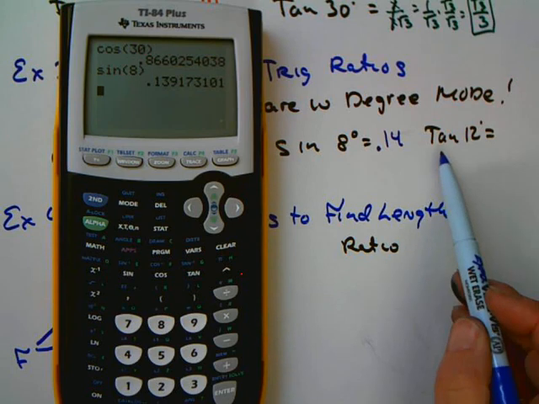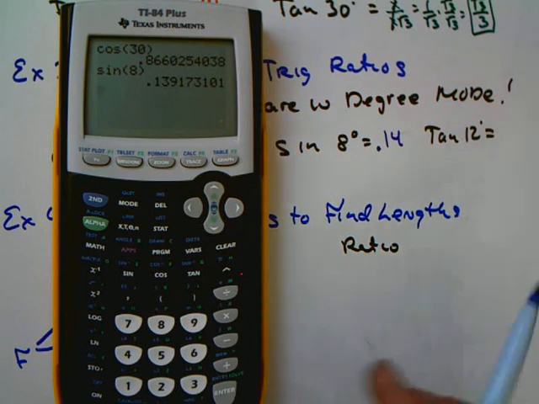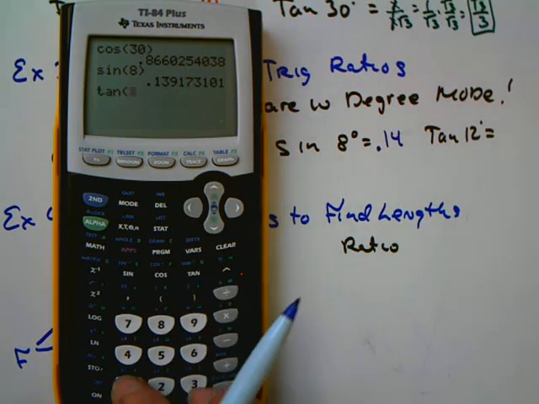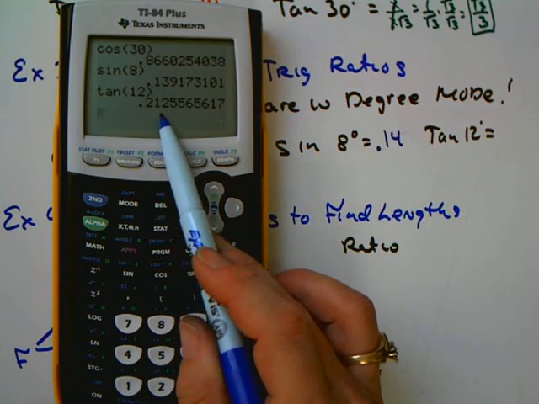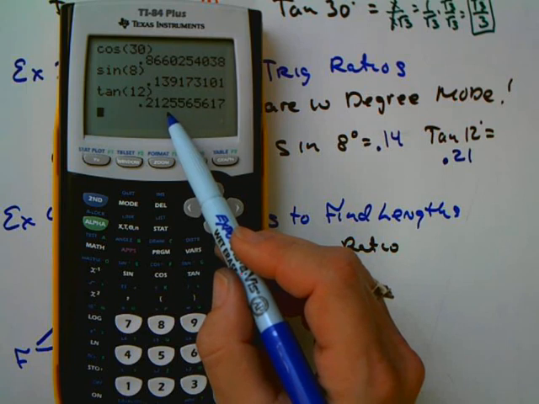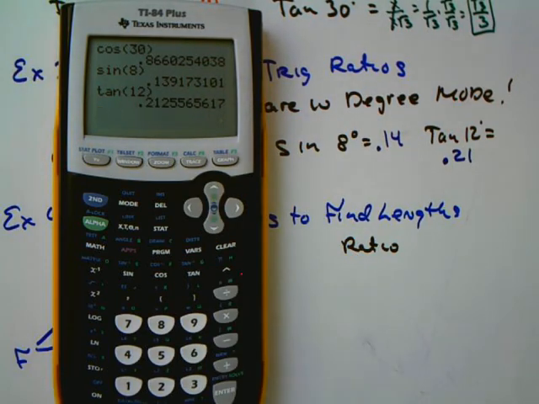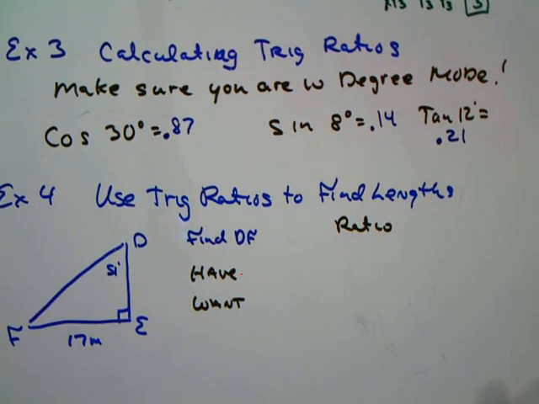Now tangents can be larger than that, so we'll look at the tangent of 12 degrees, and we've got 0.21. Notice that this number is not greater than 5, so we're not going to round that up. So that's all you're doing when you're finding trig ratios. Make sure you're in degree mode.